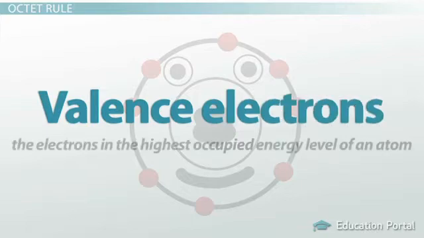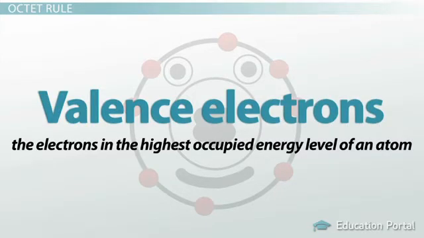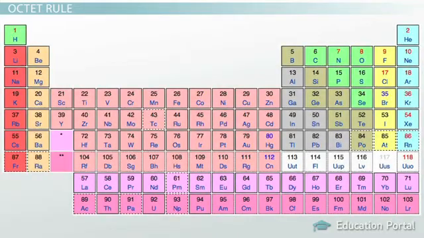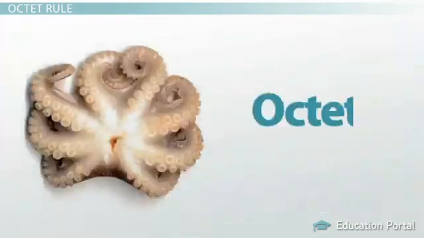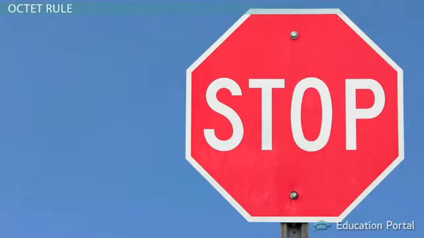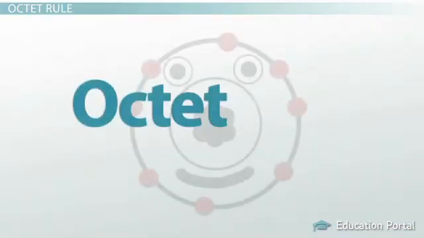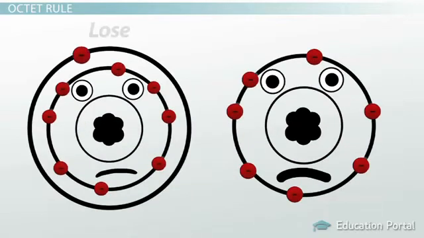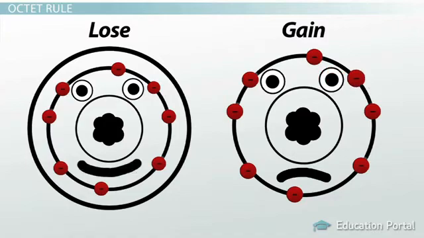Valence electrons are the electrons in the highest occupied energy level of an atom. The number of valence electrons mostly determines the properties of an element. An octet is a set of 8. Think octopus, an animal with 8 legs, or octagon, a figure with 8 sides. In chemistry, the octet rule says that atoms like to have full outer shells of only 8 electrons. Atoms will lose or gain valence electrons to make their outer shells full with 8 electrons, and they do this by bonding with other atoms.